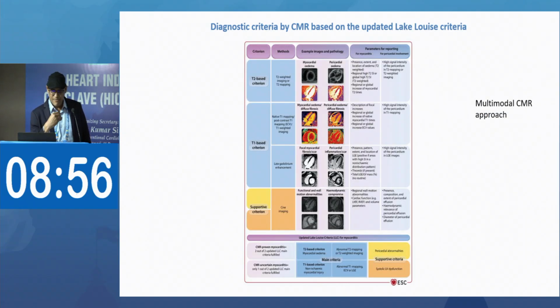And the CMR, basically what they have introduced in the diagnostic criteria is the Lake Louise criteria. This is basically a multimodal CMR approach where you look at the T2 based criteria, the T1 based criteria, and the supporting criteria. But the most robust criteria is the T2 proven criteria. Once 2 out of the 2 updated LLC criteria are present, you can label that patient as a definite myocarditis. So CMR is the most important investigation for diagnosing myocarditis.